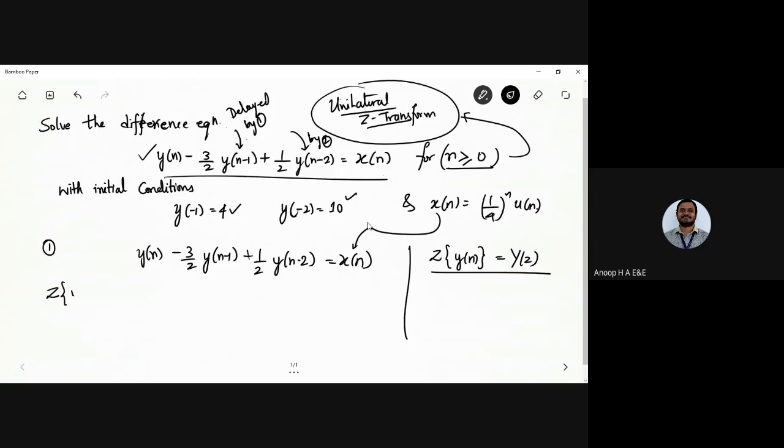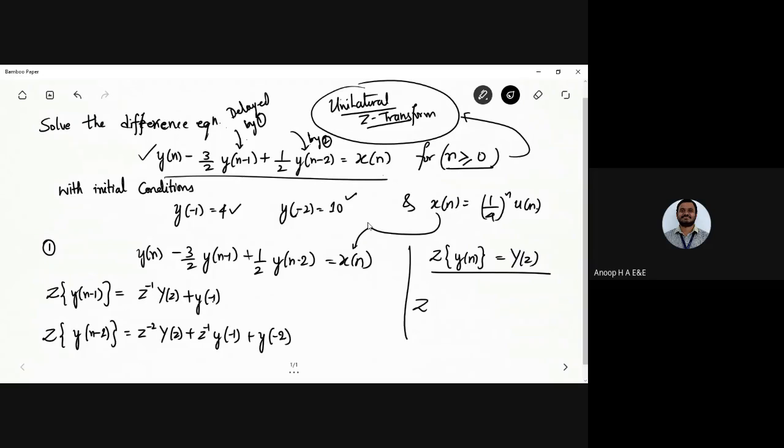So the Z transform of y(n-1). Recall it is a delayed sequence, so how are we going to apply the Z transform for it? It is z^-1 Y(z) + y(-1). The Z transform of y(n-2) would be z^-2 Y(z) + z^-1 y(-1) + y(-2). These are the three things you need to remember, and the Z transform of x(n) would be equal to X(z).